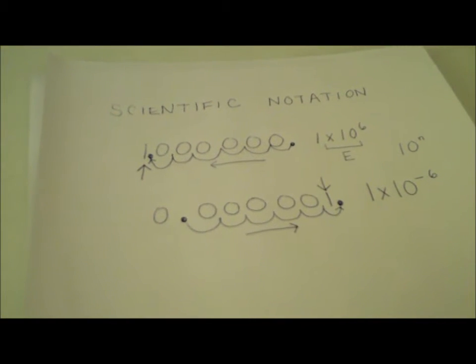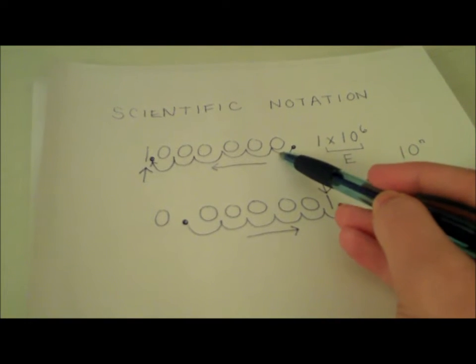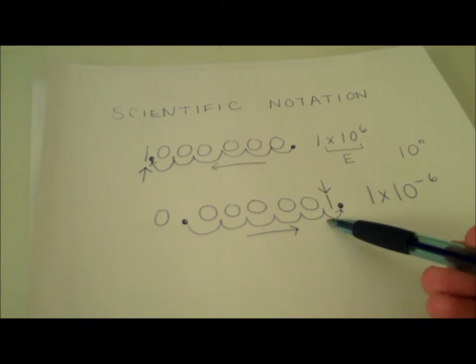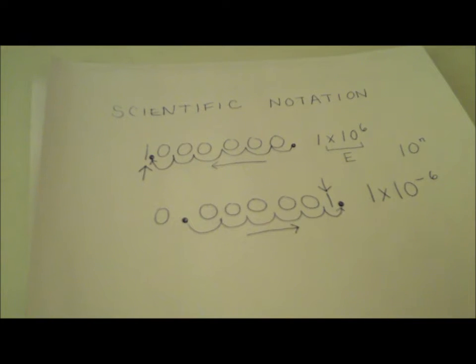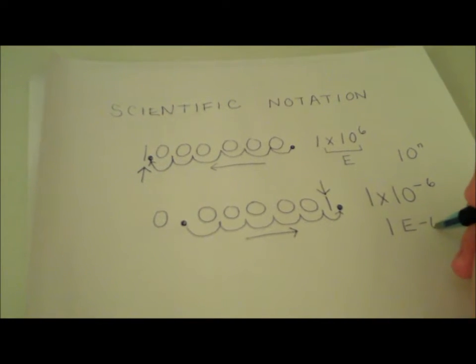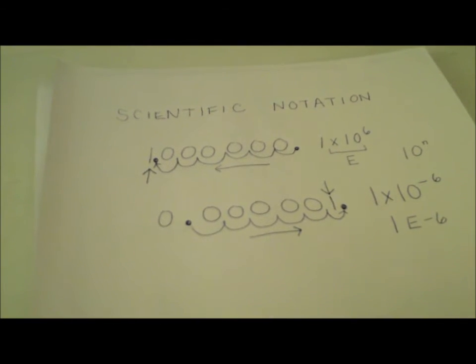If you get confused about whether you're going to the left or the right, look at your number. If it is a large number, it will have a positive exponent. If it is a small number, it will have a negative exponent. Now let's write it as we would see it in our calculator. So this would be 1E to the negative 6 if you are using a TI calculator. Now this is condensing it into scientific notation.